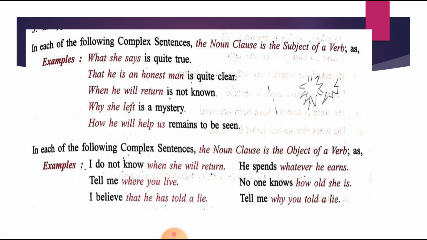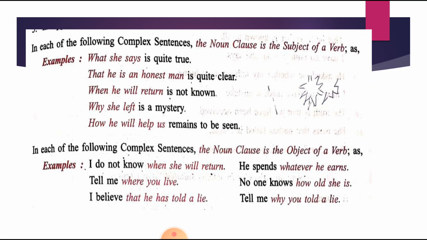That he is an honest man is quite clear. When he will return is not known. Why she left is a mystery. How he will help us remains to be seen. See, here everywhere you can see the verb is, remains, and that which is before it is the subject. So it is called the noun clause as a subject of a verb.